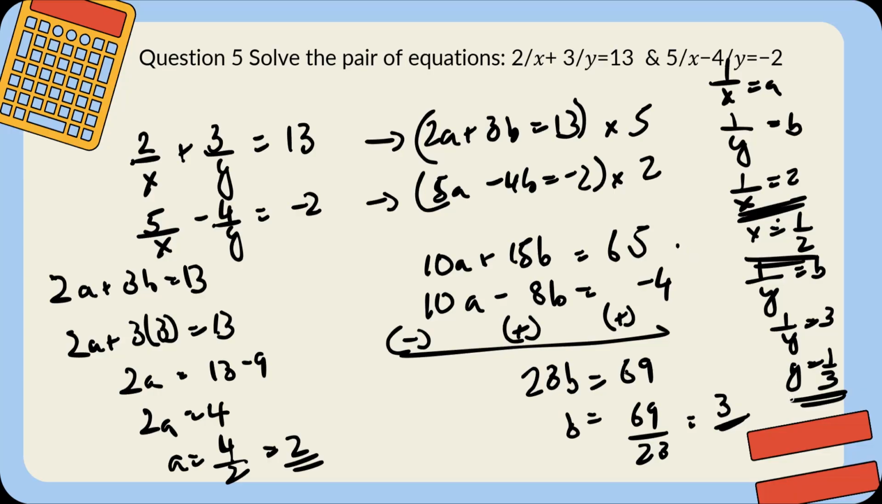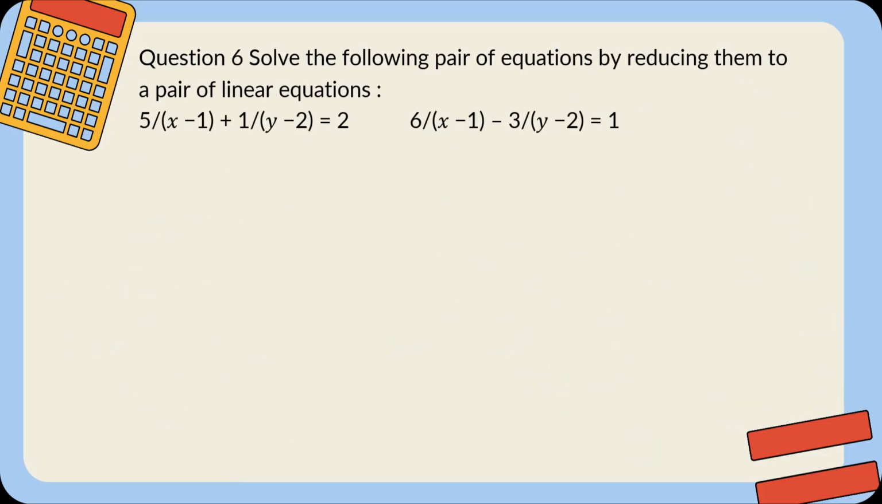Now let's see, whatever type of question you get, try to represent it and form a linear equation. Okay, so we have this question as the next. We have 5 by x minus 1, 1 by y minus 2. Here this x minus 1 and y minus 2 is in the denominator and it is in the same form, right? So I'll write 1 by x minus 1 is equal to a, and I'll write 1 by y minus 2 is equal to b. So I got these two forms, right?